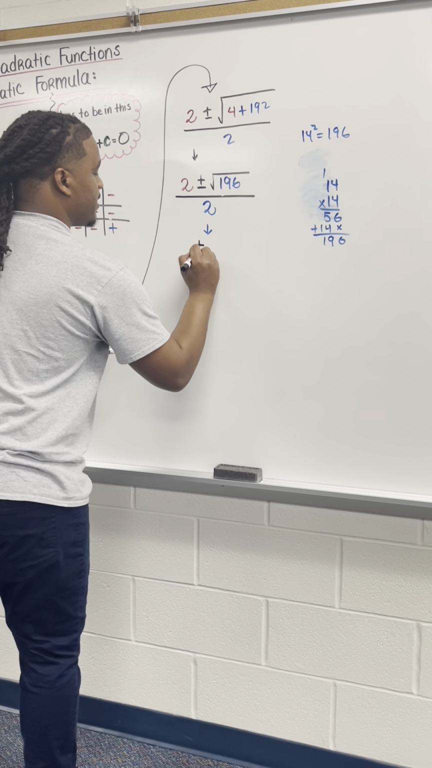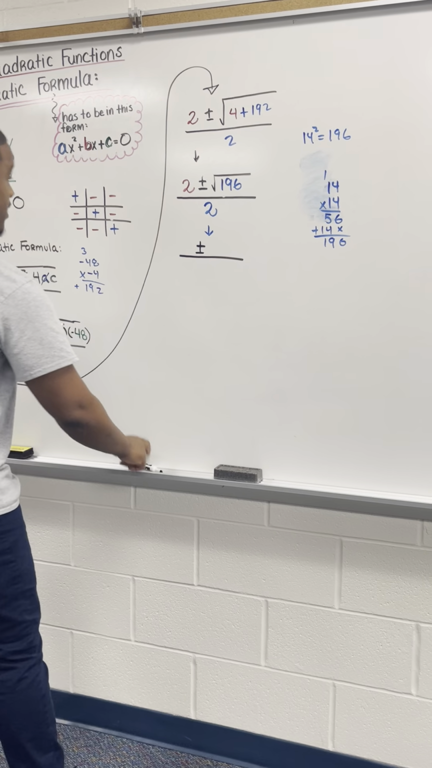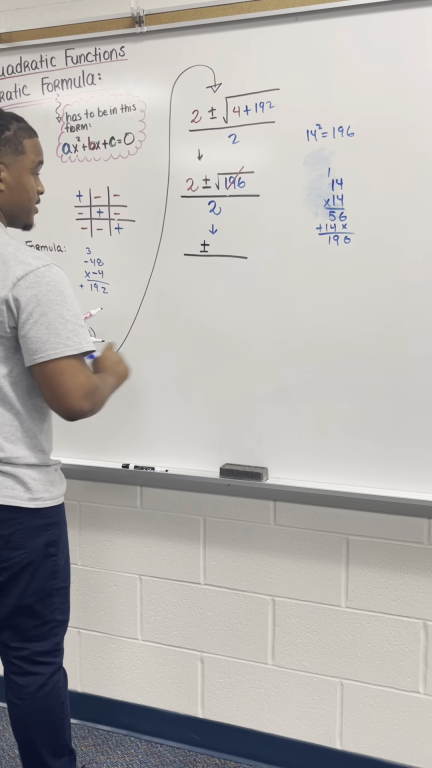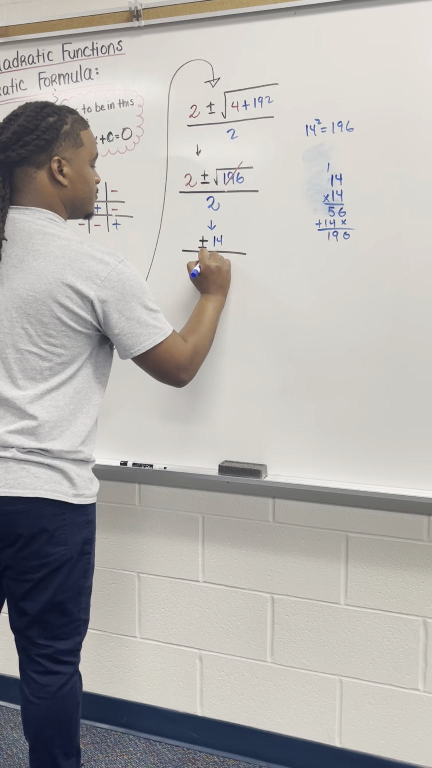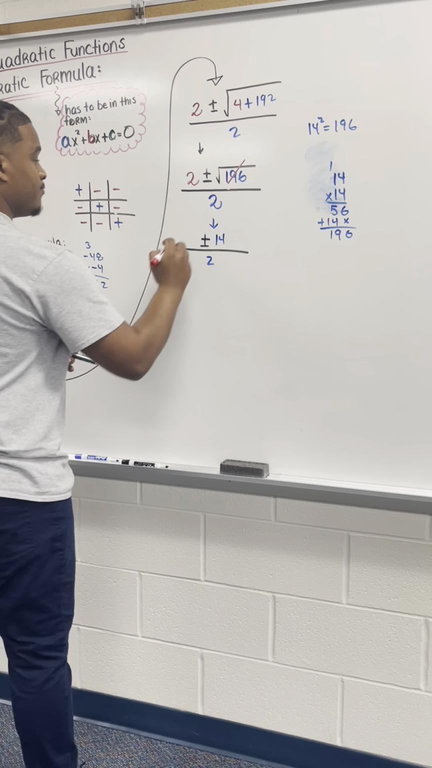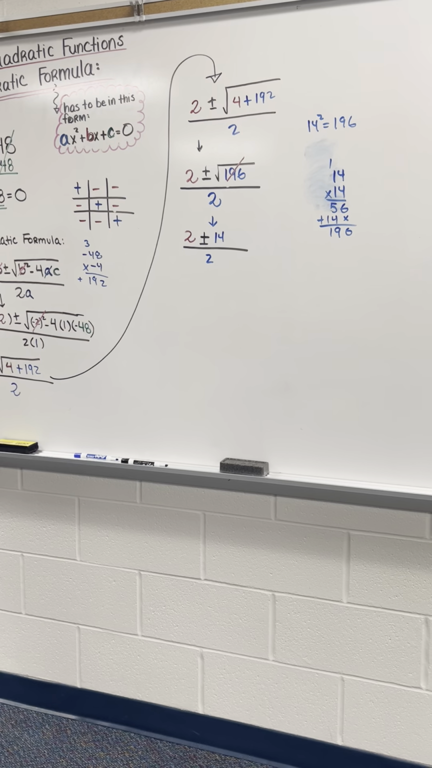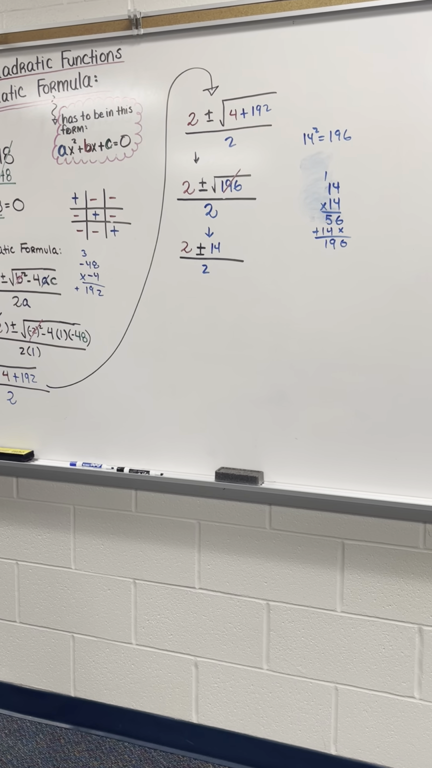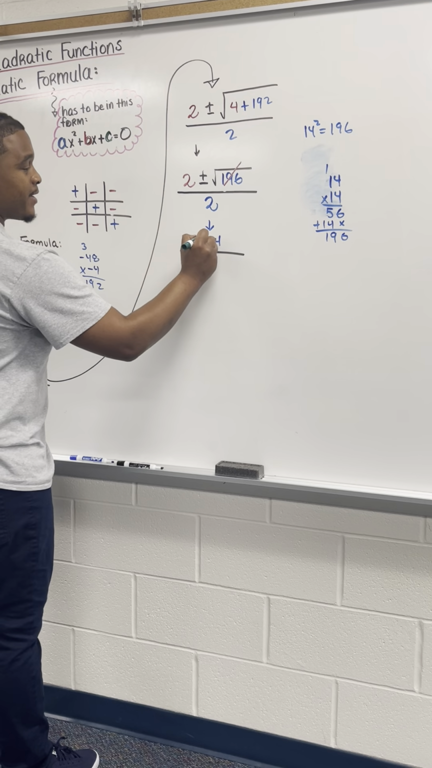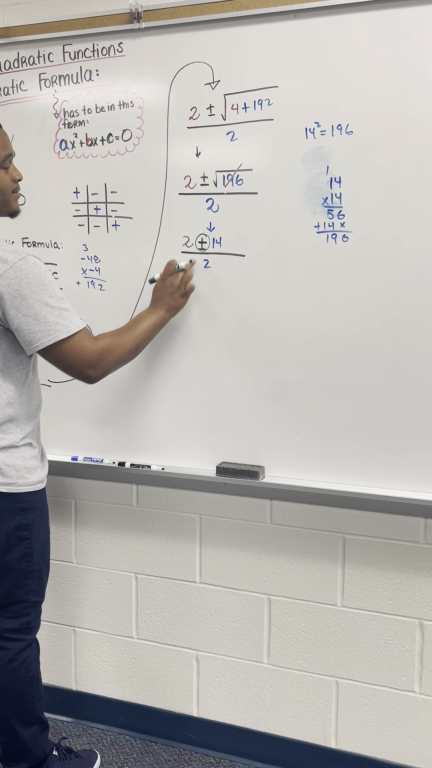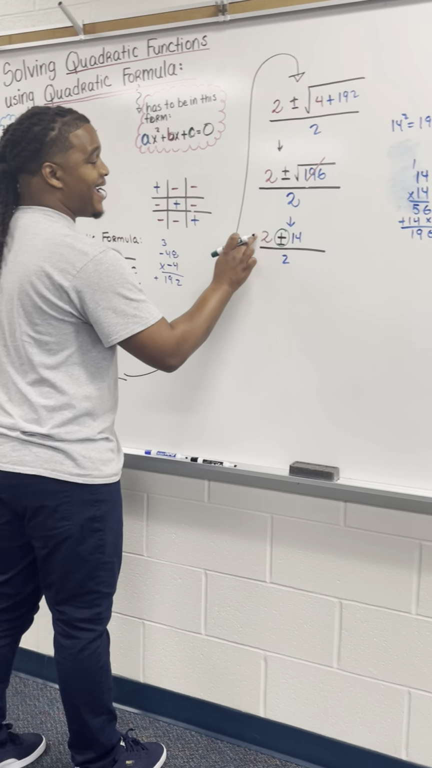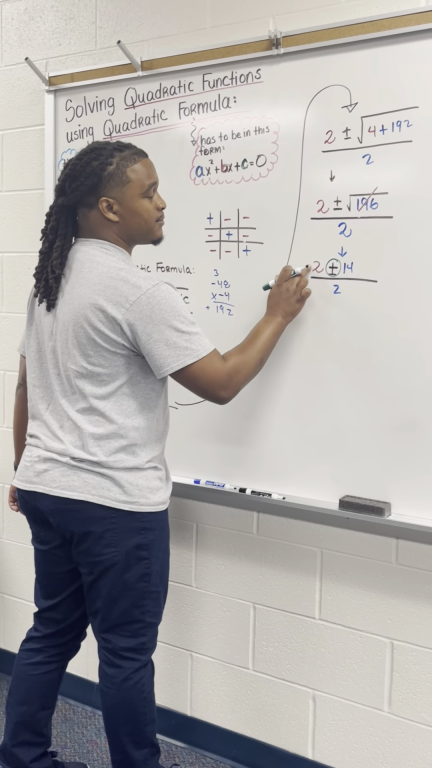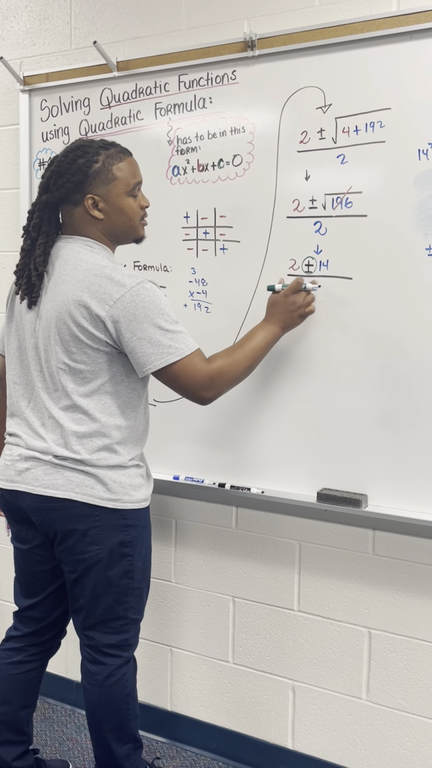Now I have plus or minus. Everything stays the same other than the square root of 196. We know that equals 14. So now I have 2 plus or minus 14, all divided by 2. Now we are back to these two operations. Remember, I told you that we have to do two operations: we're going to add 2 plus 14 and divide by 2, and the other operation where we subtract 2 minus 14, divided by 2.